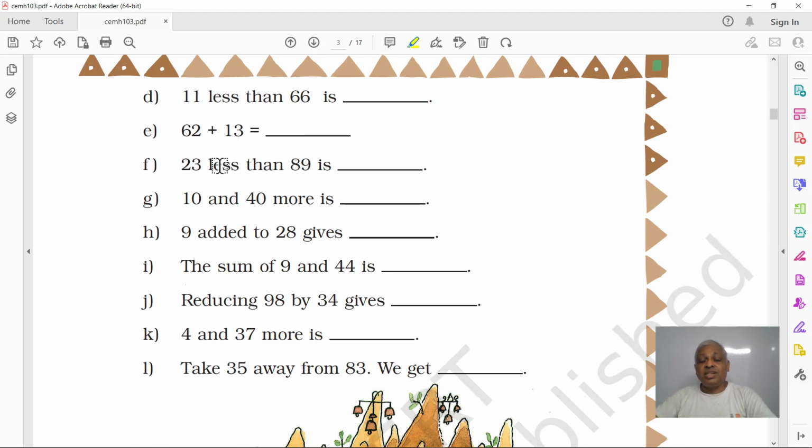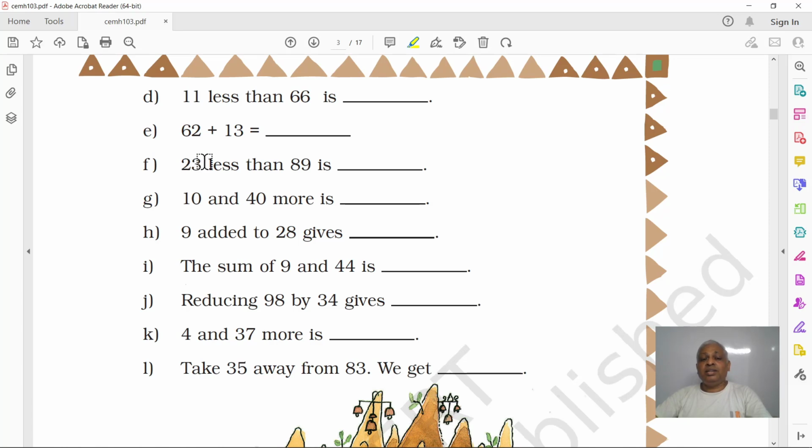Next one is 23 less than 89. Means 89 minus 23. How shall we make it? So let us add 1 to 89. Let's remove it later. 89 becomes 90. You minus 23. 23 is 20 plus 3. You remove 20 first. 90 minus 20 is 70. 70 minus 3 is 67.